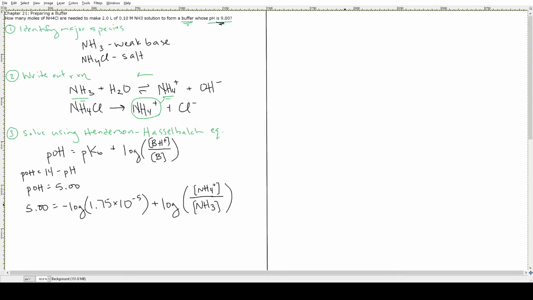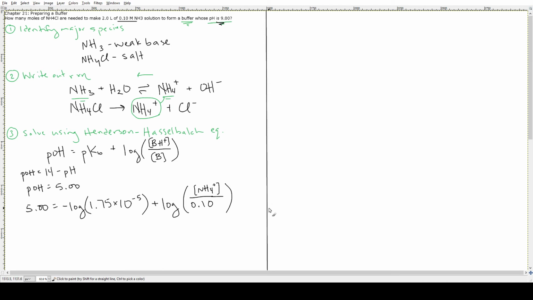Now I'm going to erase what I have for ammonia. I'm going to erase NH3 with my tiny little eraser. There, that's better. And I'm going to plug in the concentration of ammonia that I have. So what is the concentration of ammonia that we're working with here? It is 0.1 molarity.